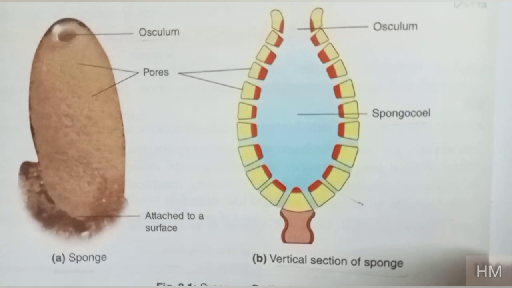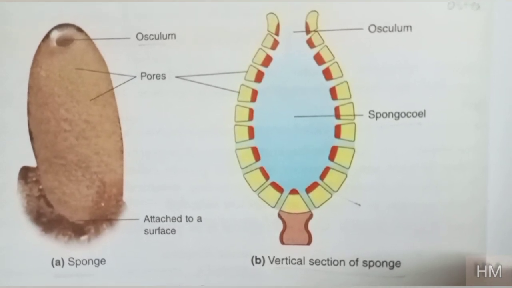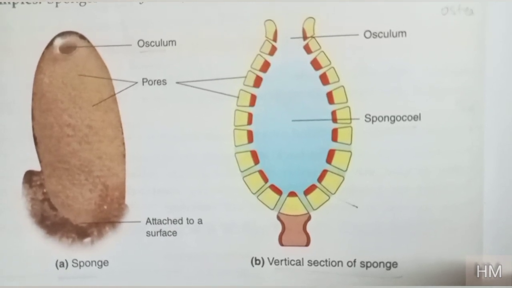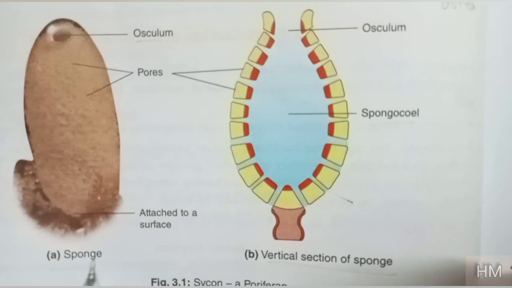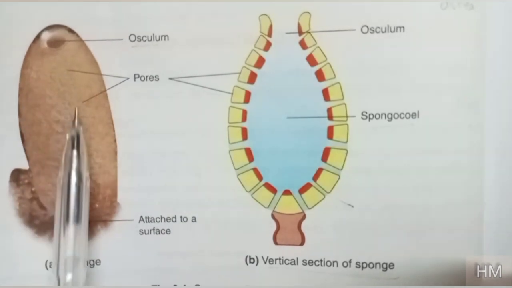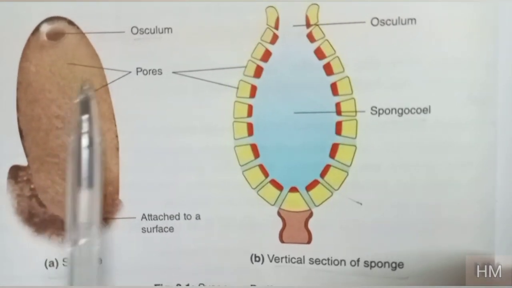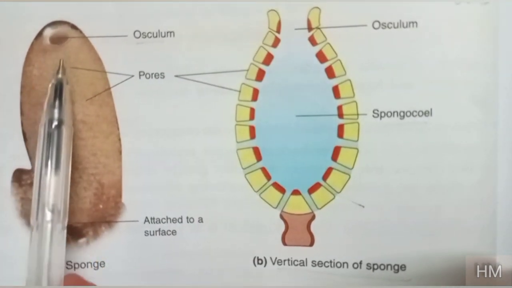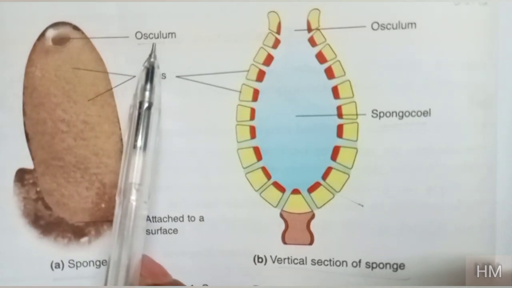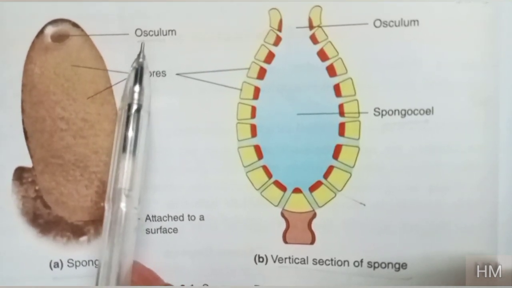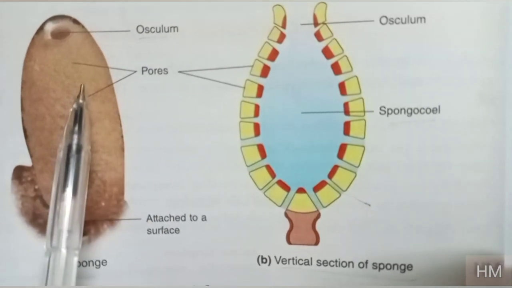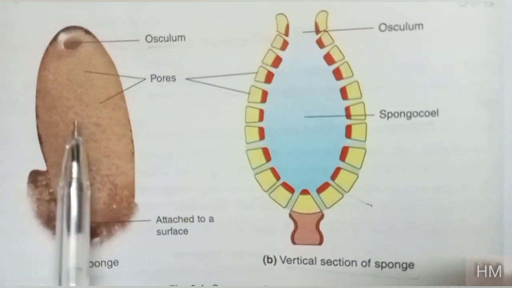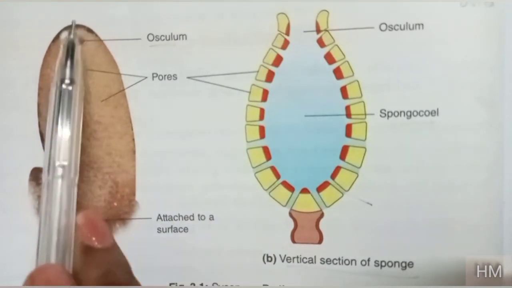We'll be starting with the first phylum, that is phylum Porifera. If you observe very carefully, you'll notice that these organisms, we are taking the example of sponge, have tiny pores on the surface of their body, and you will observe that they have a large opening called osculum on the top. So basically what happens is water goes in through these pores and comes out through the osculum. That means they take in the water, but the exit of water takes place through the osculum.